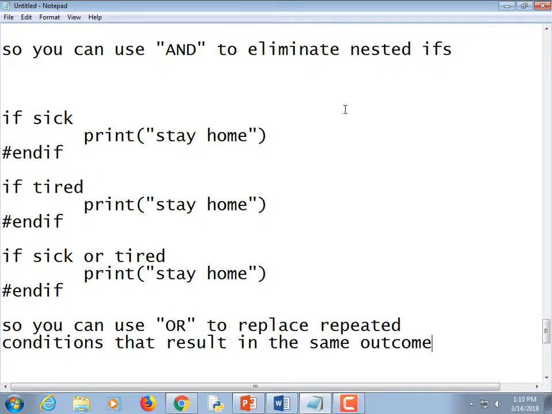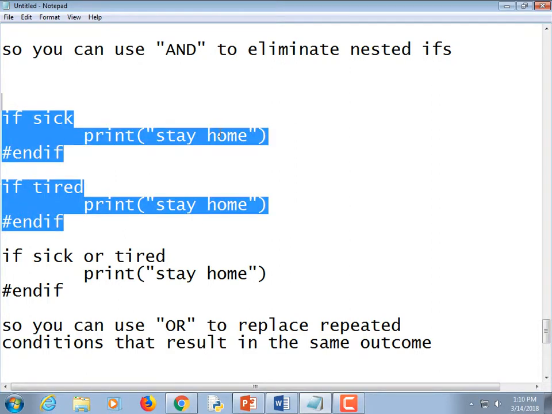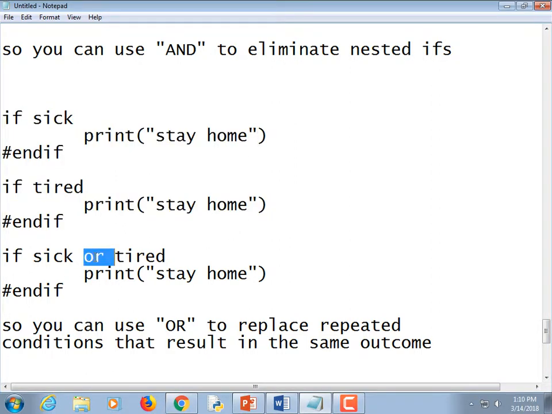So you can use or to replace repeated conditions that result in the same outcome. Just like this. Here we had two things that printed stay home, so we just chained them together with an or. And that's almost making it more complicated than you really need, but you know the way computer books are. We have to pound things in.